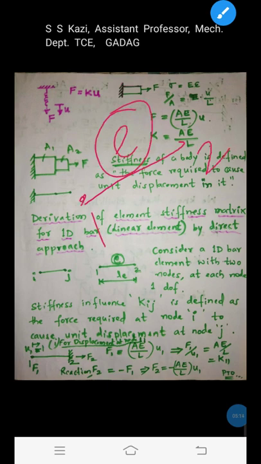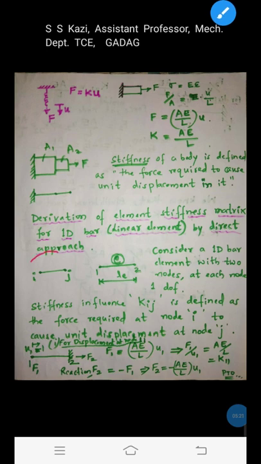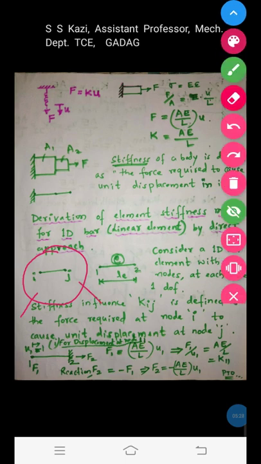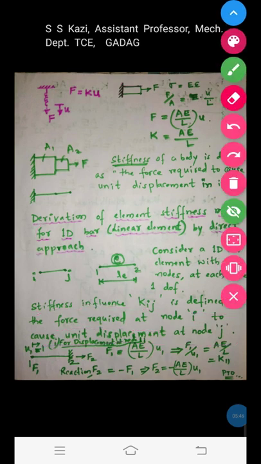And now, a linear one-dimensional element is nothing but an element having two nodes, only corner nodes 1 and 2. Now let us consider an element with nodes i and j. I have used generic terms i and j so that we can define the stiffness influence Kij as the force required at node i to cause unit displacement at node j. That is what the stiffness Kij is.